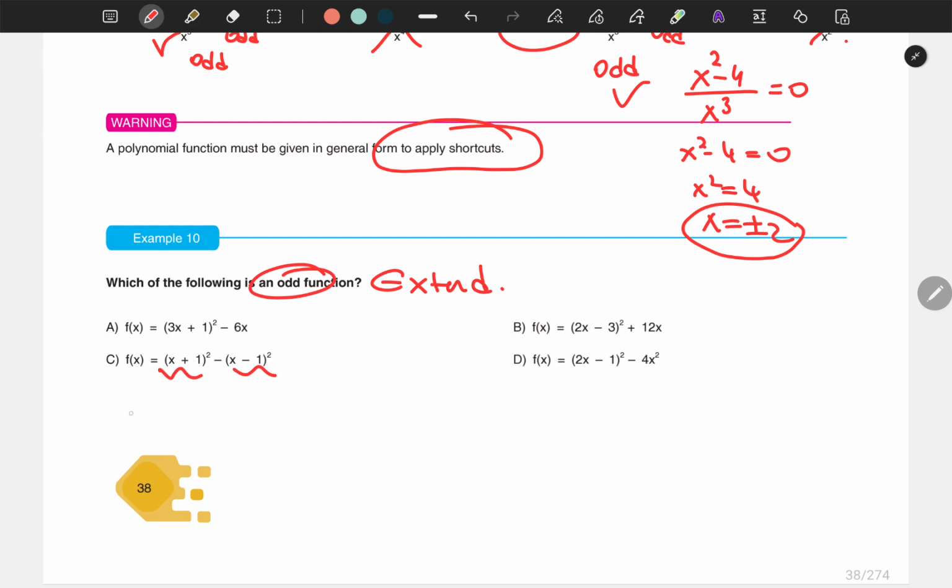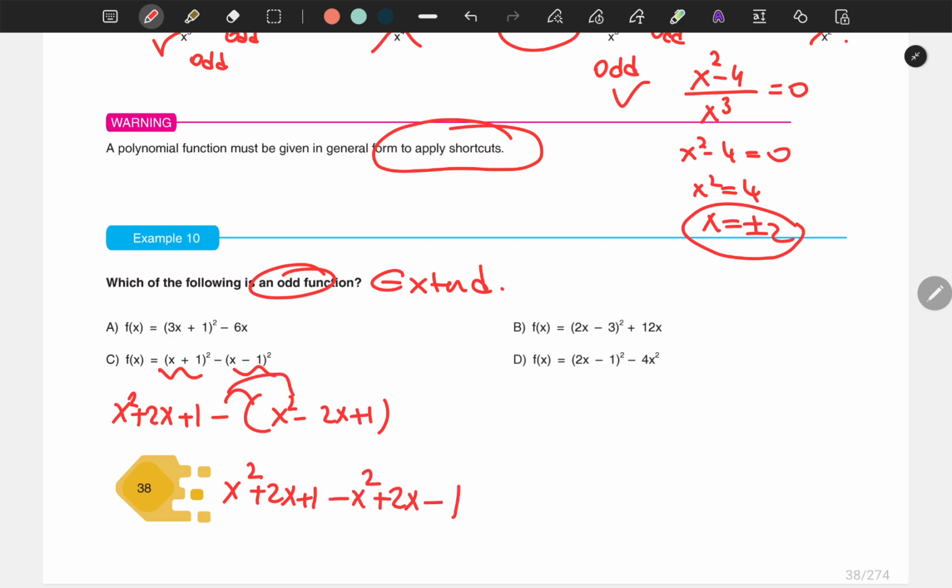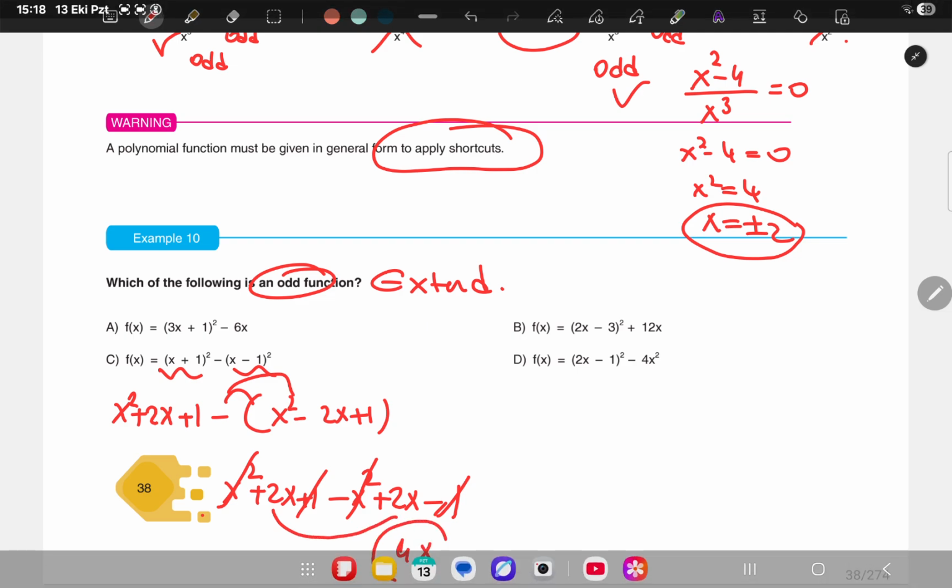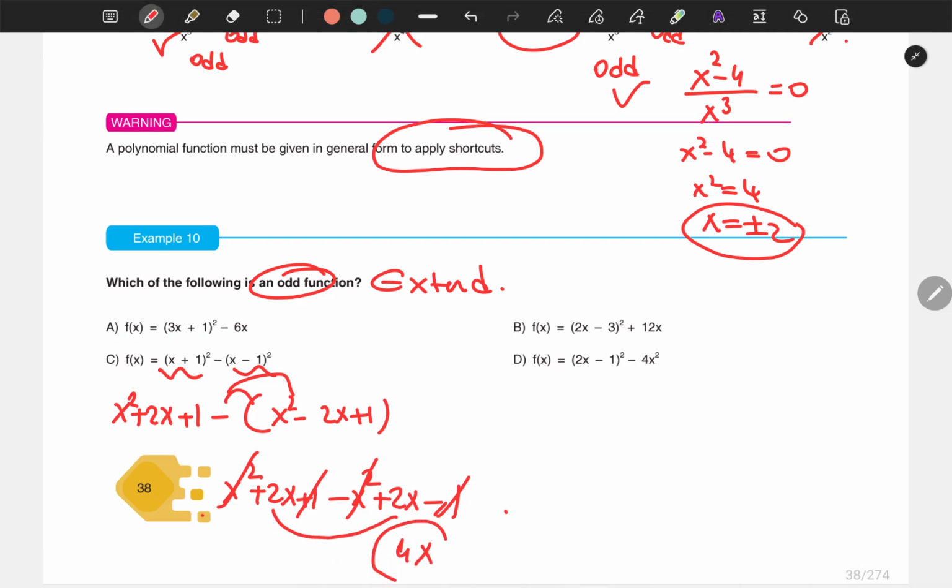X plus 1 to the power of 2 means x squared plus 2x plus 1, minus x minus 1 squared, which is x squared minus 2x plus 1. Guys, can I distribute the negative? Negative x squared plus 2x minus 1. Negative 1 and positive 1 cancel. Negative x squared and positive x squared cancel. 2x plus 2x is 4x. Is 4x odd or even? Of course it's odd, so which means C.